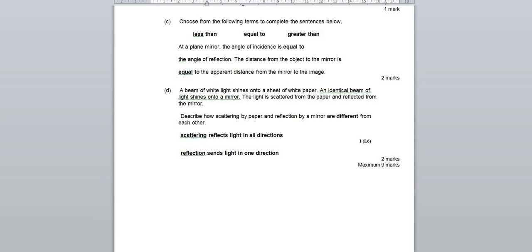A beam of white light shines onto a sheet of white paper. An identical beam of light shines onto a mirror. The light is scattered from the paper and reflected from the mirror. Describe how scattering by paper and reflection by a mirror are different from each other. Well, scattering, because it's a rough surface, will reflect the light in all directions. Whereas reflection, because it's by a plane mirror, which is a flat, shiny surface, will send the light just in one direction.